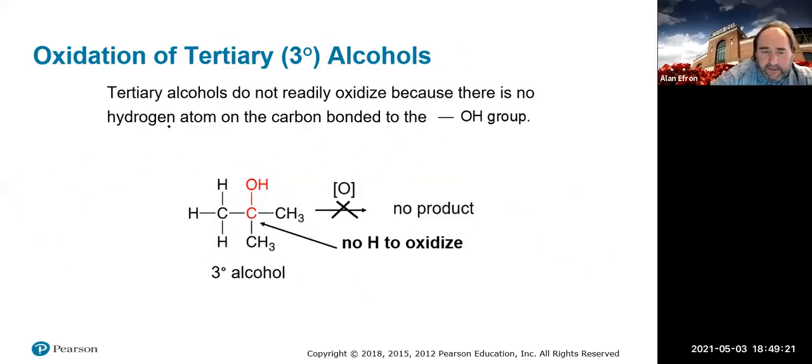Now, we also talked about the tertiary alcohols, and again, it does not go through oxidation because for that you need those hydrogens, and it has no hydrogen here. So because it has no hydrogen, a tertiary alcohol will not go through any type of oxidation reactions. Any questions on that one?